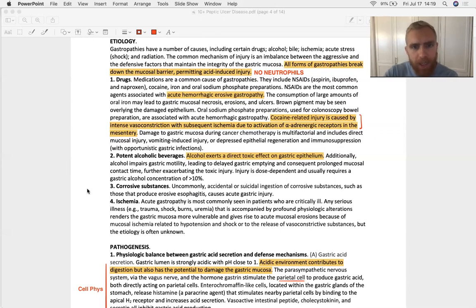NSAIDs are the most common agents of gastropathy associated with acute hemorrhagic erosive gastropathy. So that's 4 words right there. Let's break it down. Acute means it's not a year-long thing, it's not a very long-term thing. It's if you use too many NSAIDs over a couple of weeks, if you're not using them appropriately, if you're not staying under the, what is it, 800 mg a day or a dose that you're supposed to be taking, right? If you take 10 at a time, if some dumb patient does that, they're like, oh, I'm so hurt, you know, it's like, okay, your stomach is really going to be hurt then.